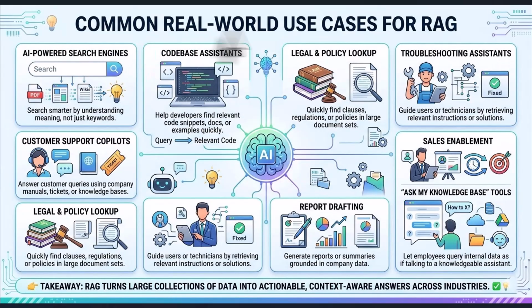Now, let's understand the common real-world use cases for RAG. The first one is using RAG in AI-powered search engines so that the search becomes smarter by understanding meaning, not just keywords, okay? And RAG is also used in codebase assistance. That is, it helps developers find relevant code snippets, docs, or examples quickly, right? RAG is also used in customer support copilots. So it can answer customer queries using company manuals, tickets, or knowledge bases.